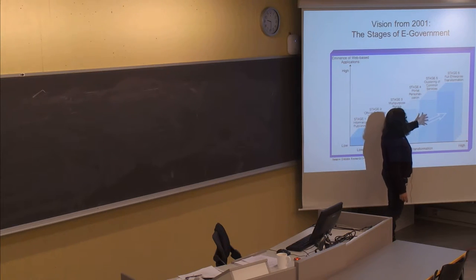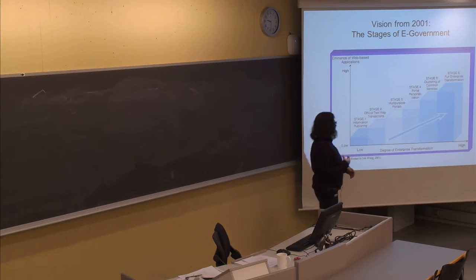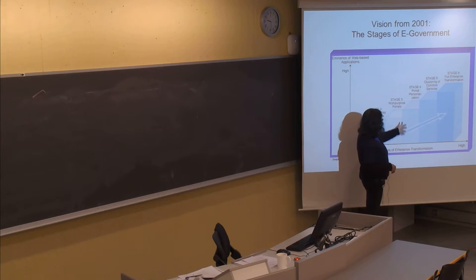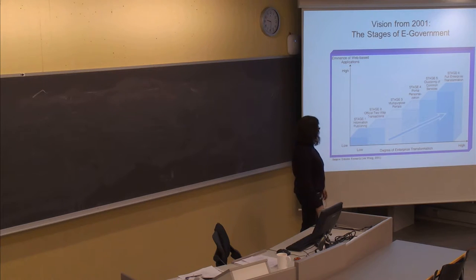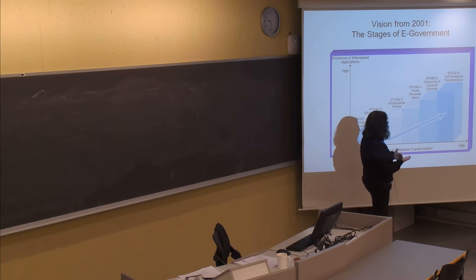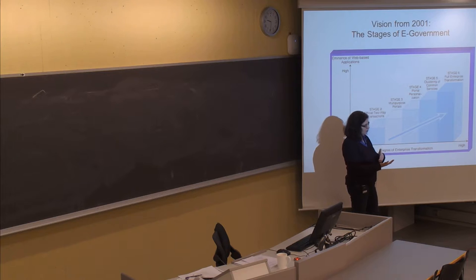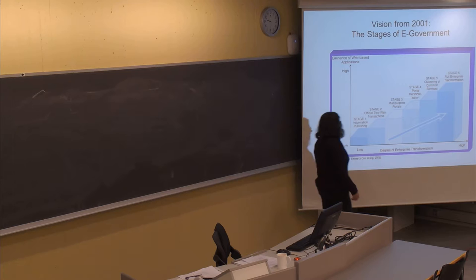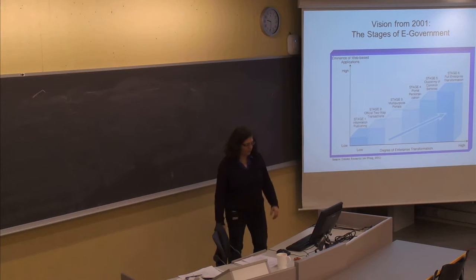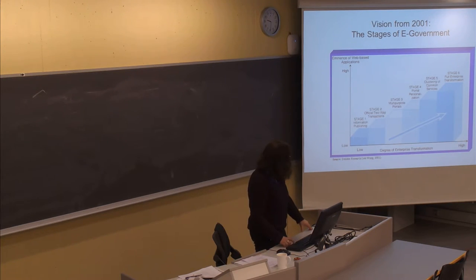And then clustering of common services, where this might be a vertical integration, while clustering of common services would be more of a horizontal integration of services, so that you can get access from different departments, for example, if you're building a house, going from one department to another. And then full enterprise transformation is more like a blurring of boundaries between the services.